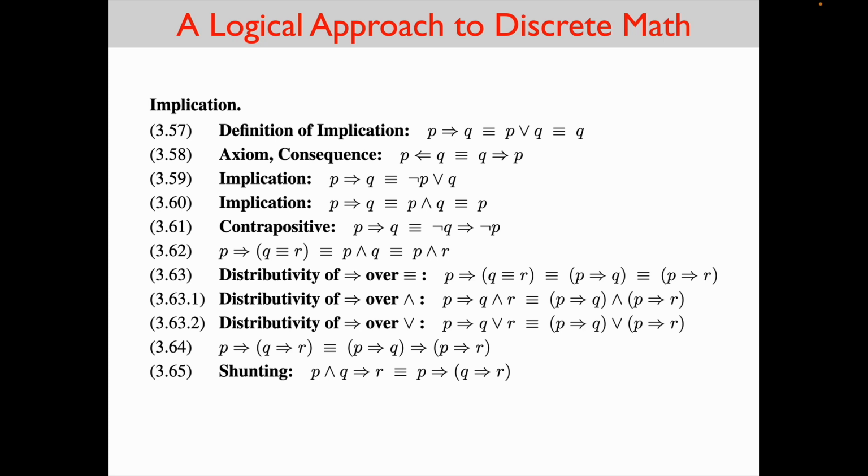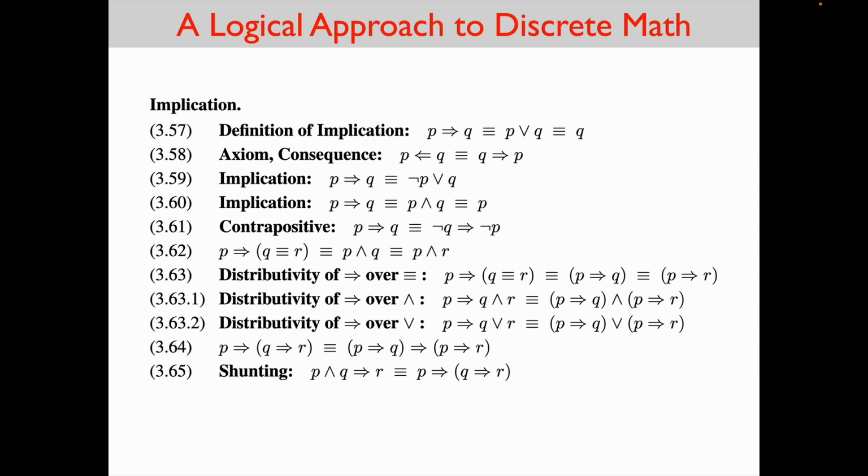And another definition or axiom is 3.58. This is called consequence. And we have the implication symbol reversed, pointing from right to left instead of from left to right. And the way we say this is, P follows from Q equivales Q implies P. Again, this is an axiom, so we will not prove it.